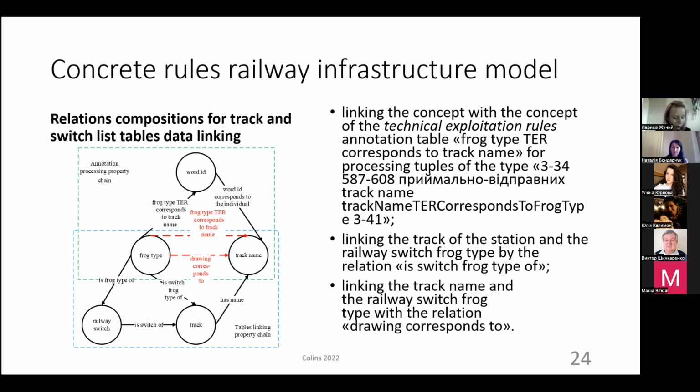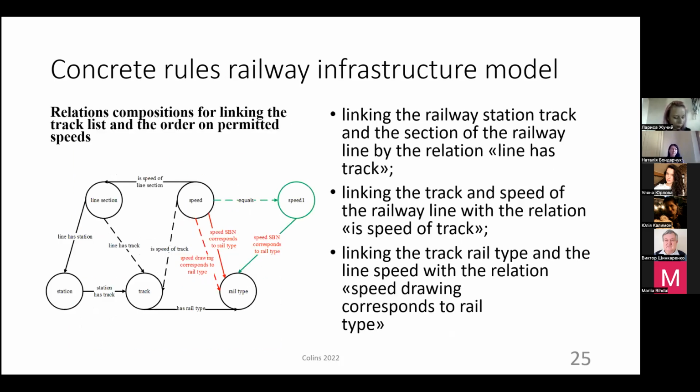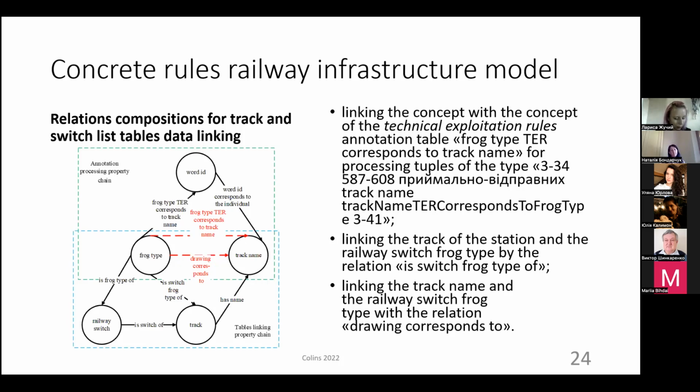Relation compositions are used to link the track and switch list in such a way as to obtain an effect controlled by the technical exploitation rules, that is, to associate the track names with the railway switch frog type of the track.